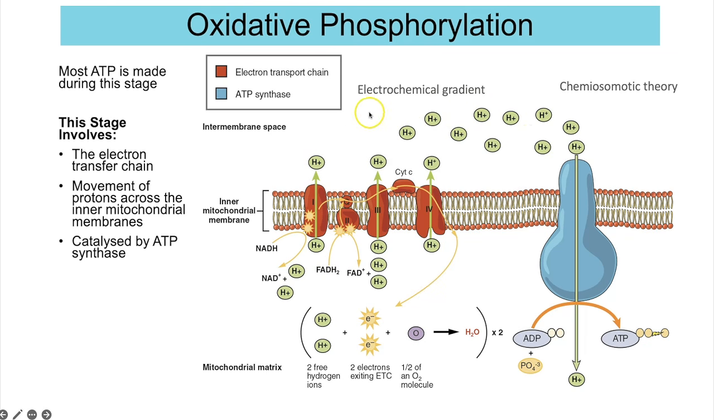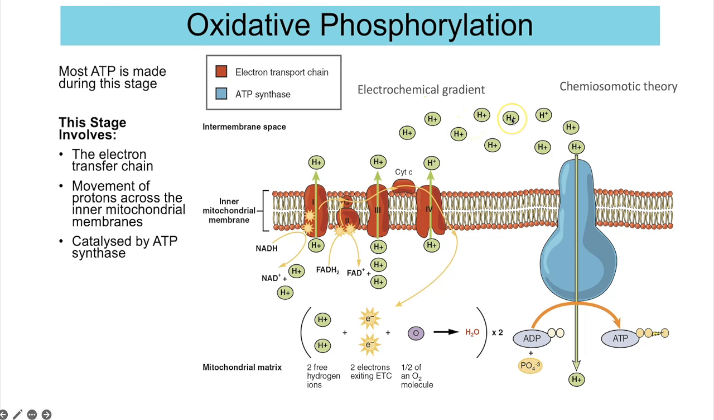And therefore we end up with lots of those protons, which are hydrogen ions, all on one side of the membrane. And it's in the intermembrane space, which is the gap or the space between the inner membrane and the outer membrane. So we get this electrochemical gradient, which means we've got a lot of a charged molecule on one side of the membrane.